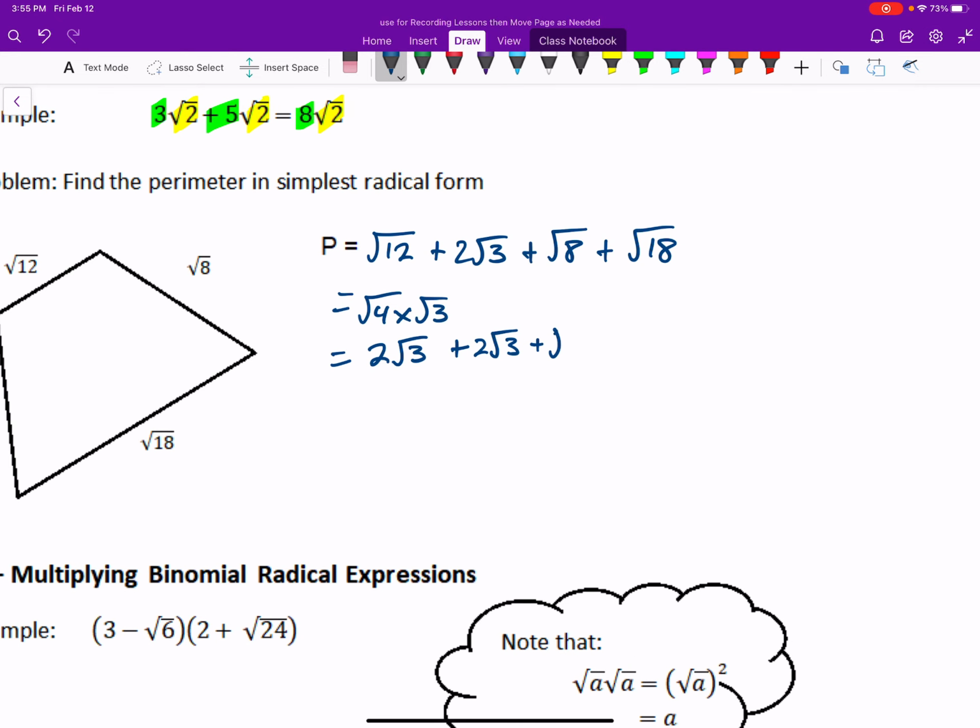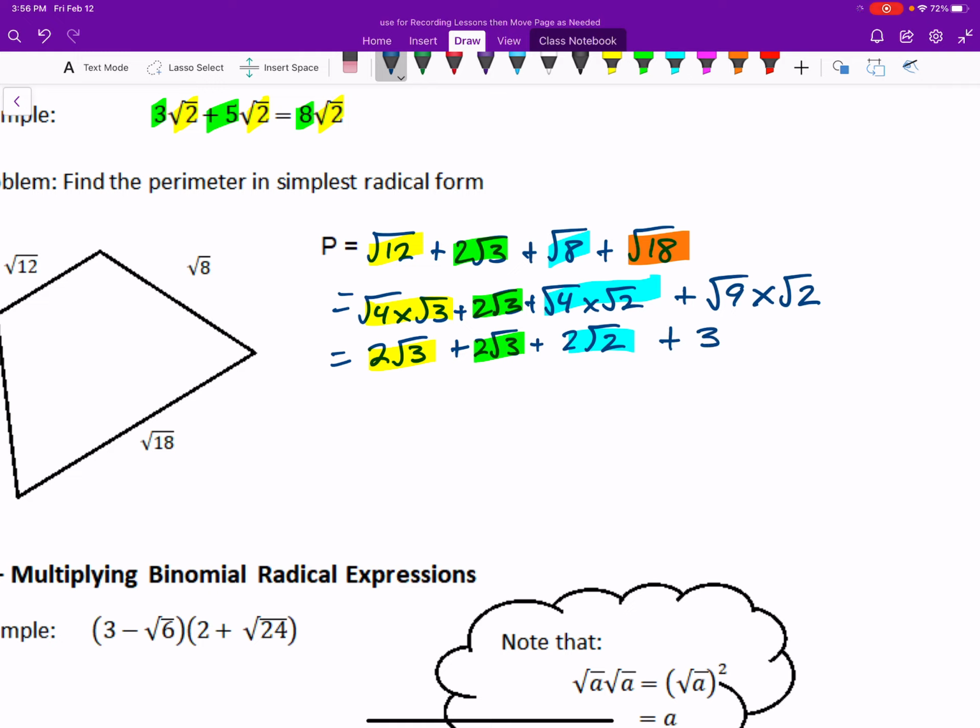Root 8 could be broken down into root 4 times root 2. Maybe a little highlighting would be helpful. So that's that term, and there's this term, which I didn't do anything to. The root 8, I'm breaking down now into root 4 times root 2, but root 4 is just 2, so that'd be 2 root 2. And then the last one I'll highlight in orange, and I can break that down into root 9 times root 2, and the square root of 9 is 3, so it's 3 root 2. Again, that all came from the root 18 to begin with.